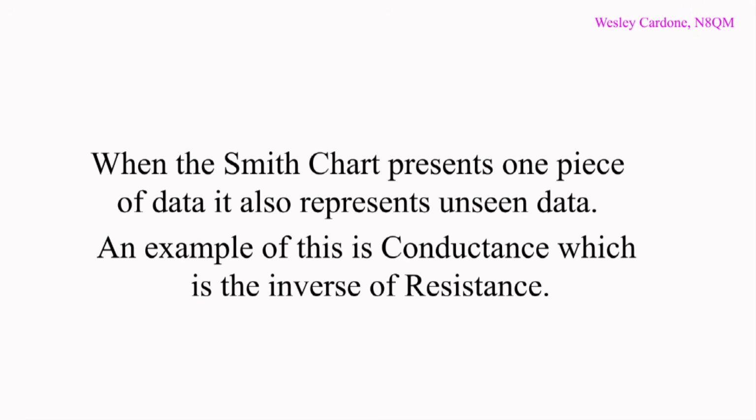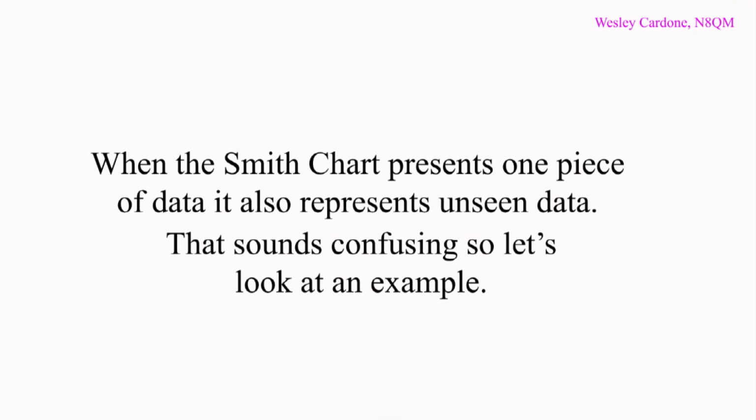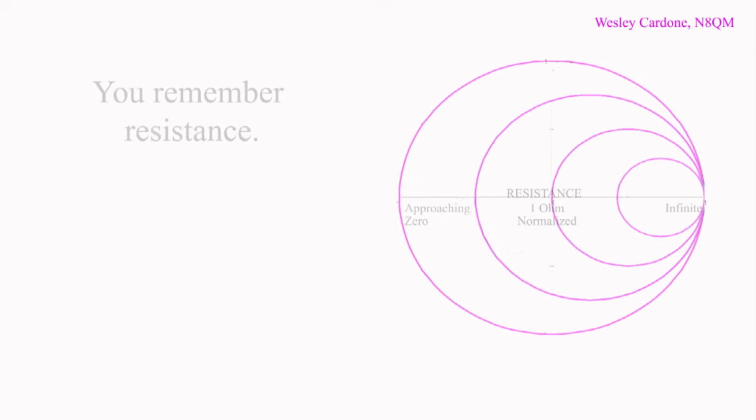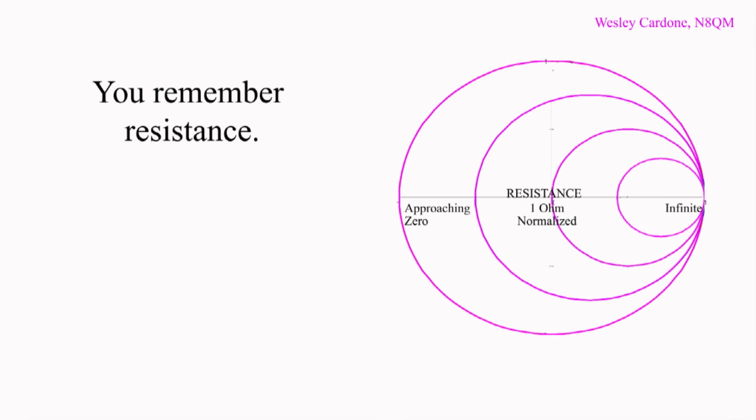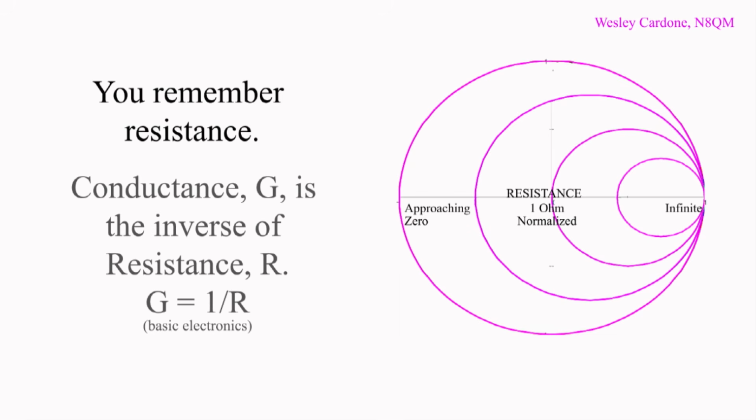Consider, for example, conductance, which is the reciprocal of resistance, a term or component that is often used in electronics. And this should not intimidate you. Conductance is your friend. It's here to help you. You remember resistance. Conductance is the inverse or reciprocal of resistance. 1 divided by the resistance is conductance, referred to using the term G.